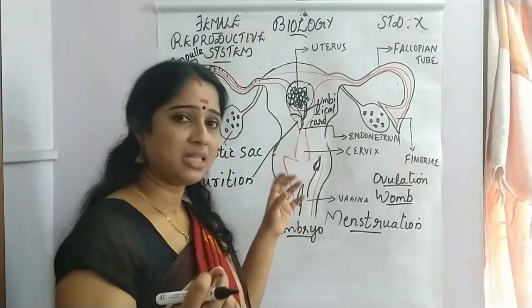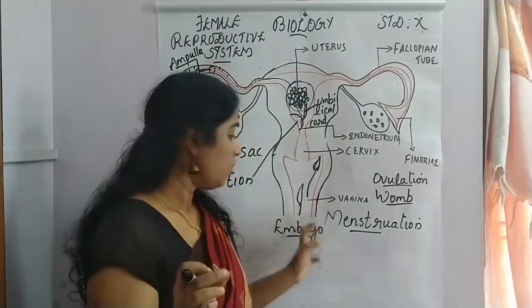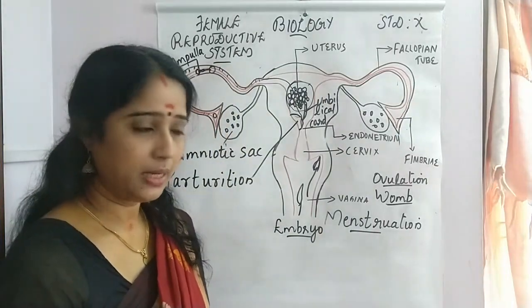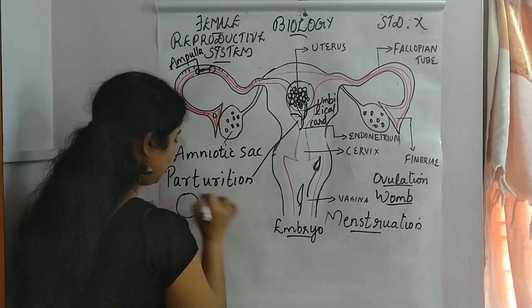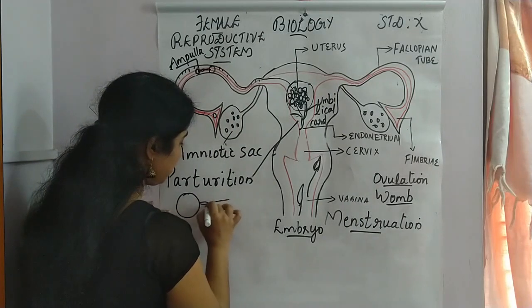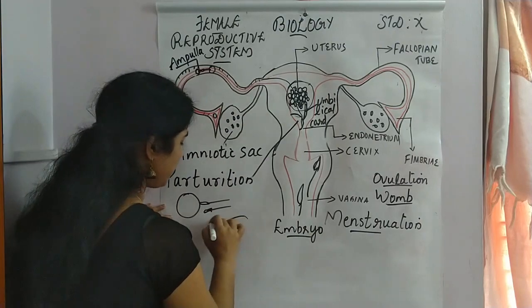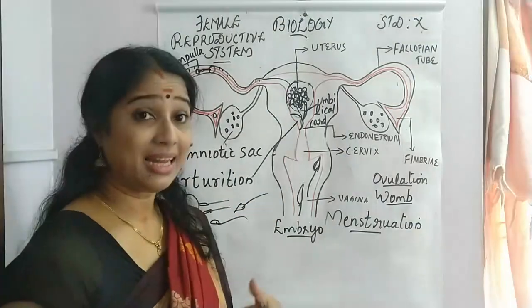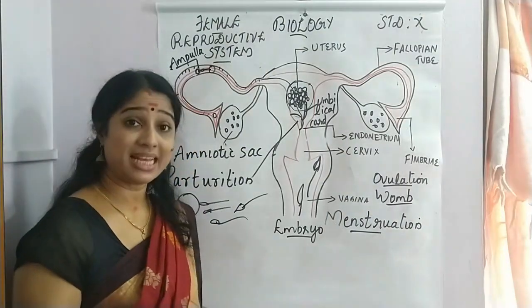And finally, what happens when the time gets completed? The baby should come out of the vagina, and that process is known as what? Parturition. Clear? Okay. Then you may have a doubt: as I told you, numerous sperms approach the egg, and only one sperm can gain entry into the egg. Then what will happen to the next sperms?